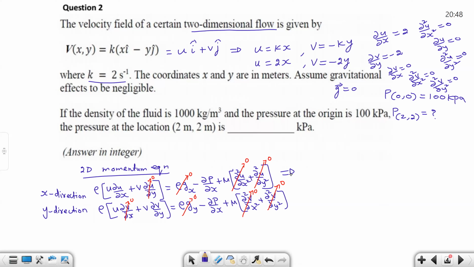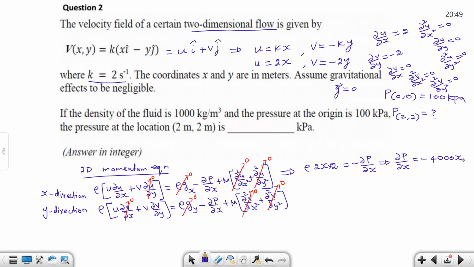So in this equation, rho into u is 2x, dou u by dou x is 2, equal to minus dou p by dou x. This gives you dou p by dou x. The density is also given as 1000. So it equals minus 4000 x. This is your dou p by dou x.